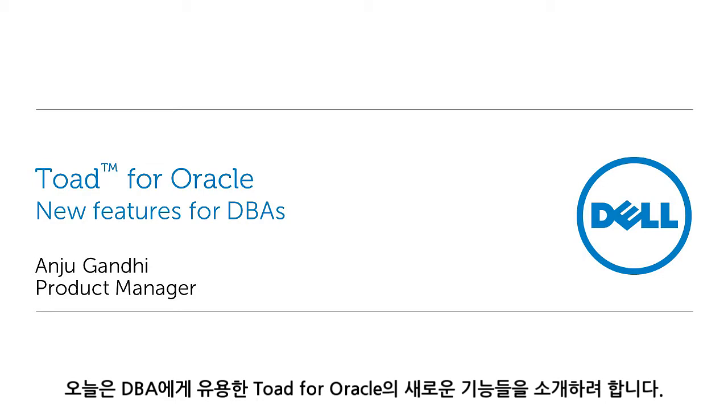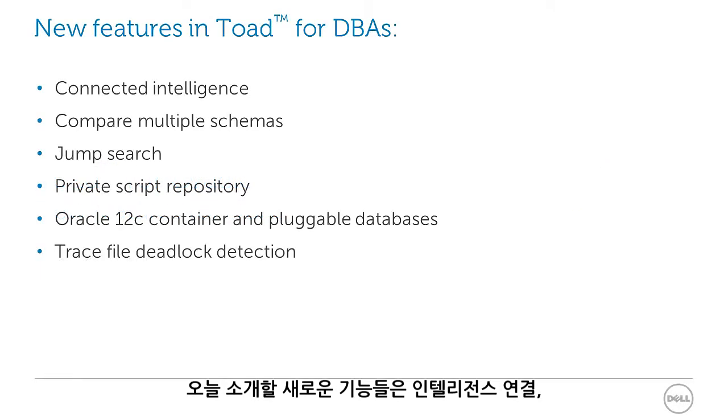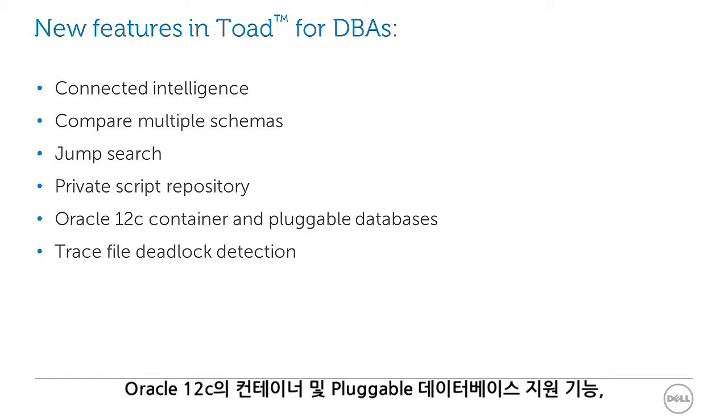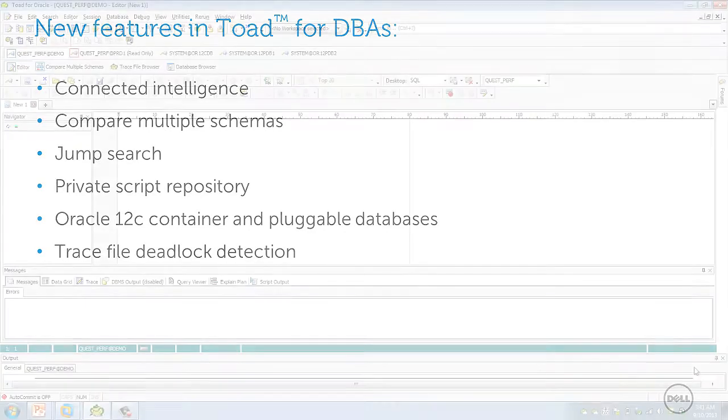Today we'll discuss new features in Toad for Oracle which will be beneficial for DBAs. The new features to be discussed today are Connected Intelligence, Comparing Multiple Schemas, Jump Search, Private Script Repository, Oracle 12c support of container and pluggable databases, automatic deadlock detection in a trace file browser.